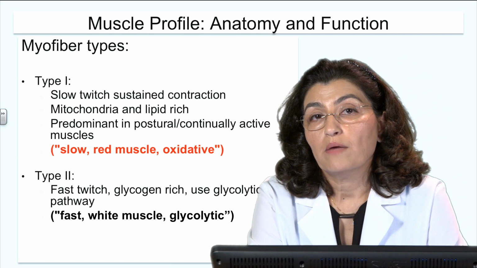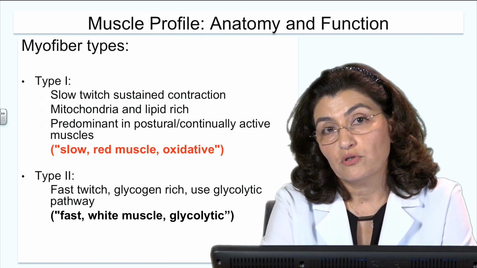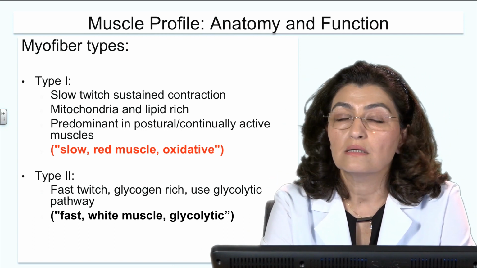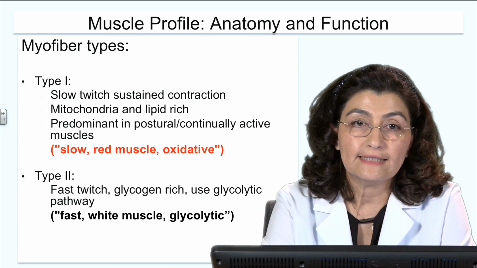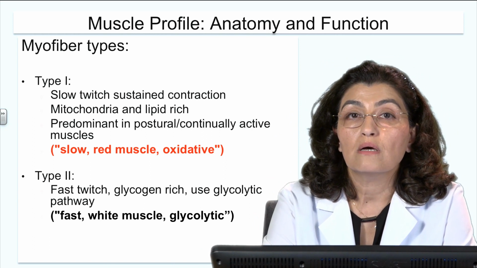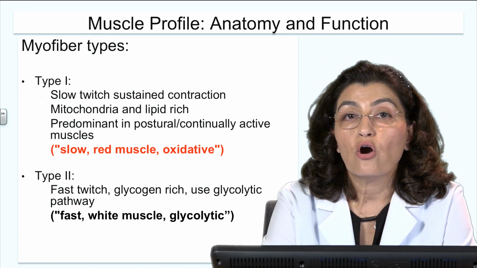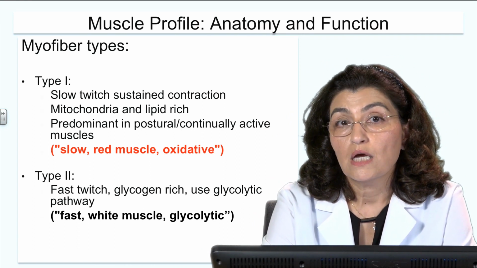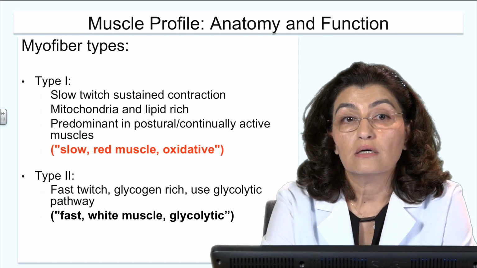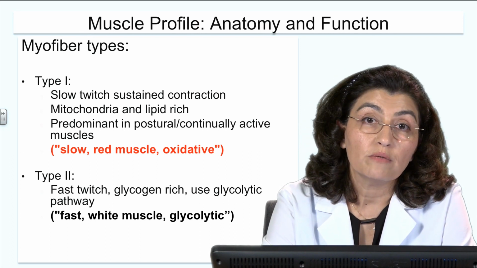What are those myofiber types? We have type 1 fibers. Type 1 fibers are the ones that do not get tired very easily. They are rich in mitochondria. They use lipid as a substrate, and they are for sustained activity. Muscles that you sit on are rich in type 1 myofibers.